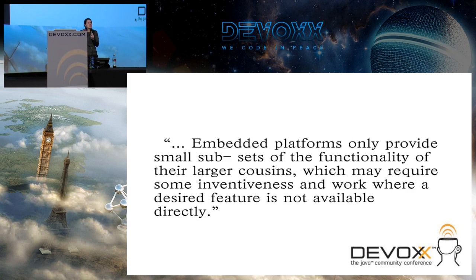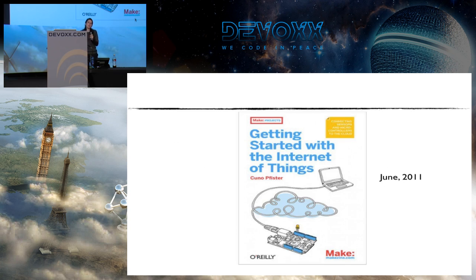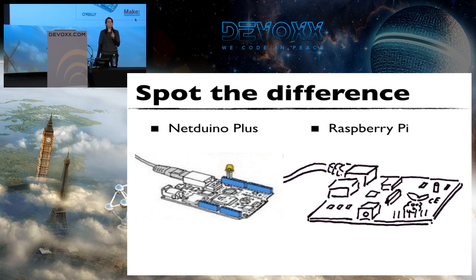What this is saying is that when you work with these embedded devices, you can't just use the programming models you're used to, you can't just use the programming styles you're used to, because it won't work. The devices don't have the power. So this is a quote from Getting Started with the Internet of Things. And that was published in June 2011. And interestingly, I would argue that between then and now, the world has changed enough that that's completely wrong.